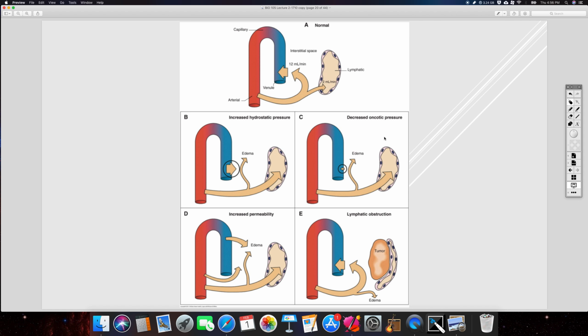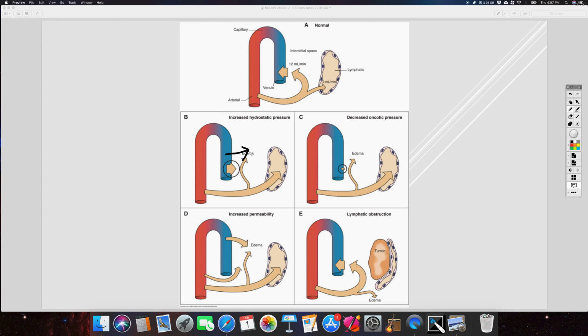So, edema. Here are the forces that cause edema to happen. If you increase hydrostatic pressure, so you increase venous pressure, this causes fluid to move out into the interstitial space. If you have decreased oncotic pressure, you don't have enough pulling that fluid back in, so it just hangs out in the interstitial space.